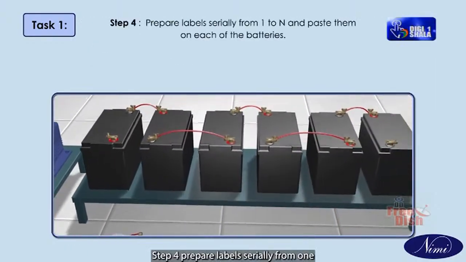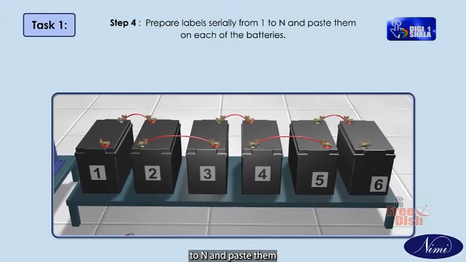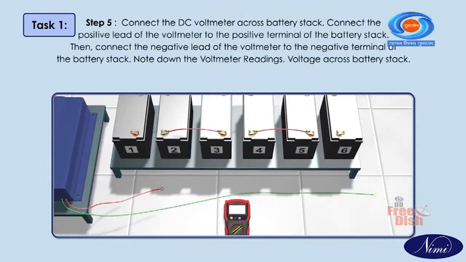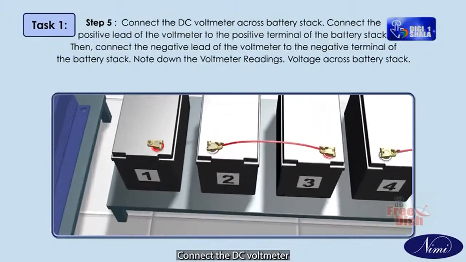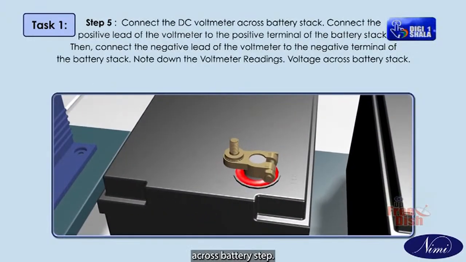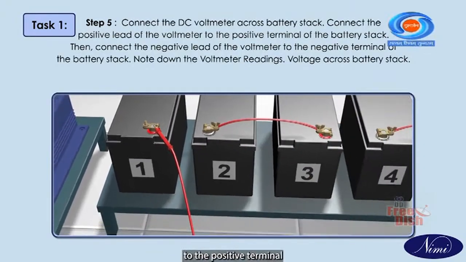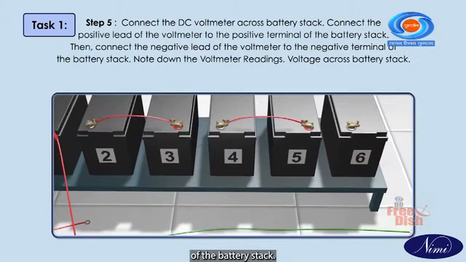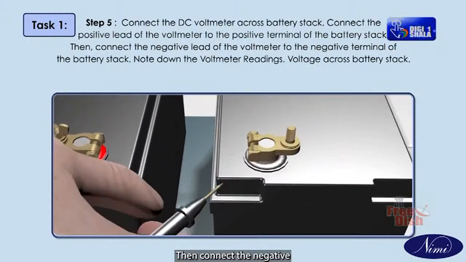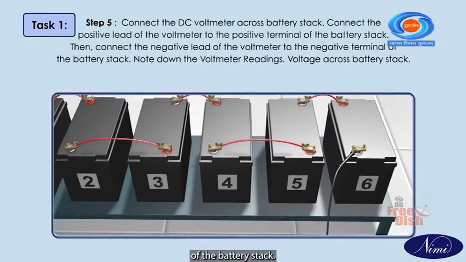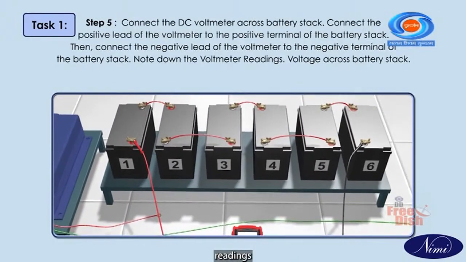Step 4. Prepare labels serially from 1 to N and paste them on each of the batteries. Step 5. Connect the DC voltmeter 300 volt across battery stack. Connect the positive lead of the voltmeter to the positive terminal of the battery stack. Then, connect the negative lead of the voltmeter to the negative terminal of the battery stack. Note down the voltmeter readings.